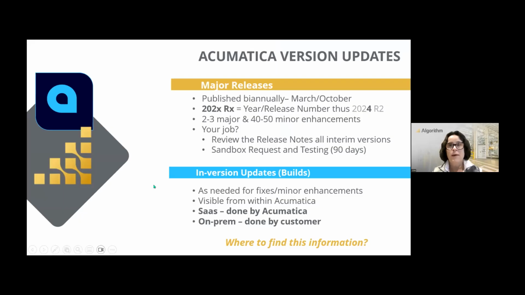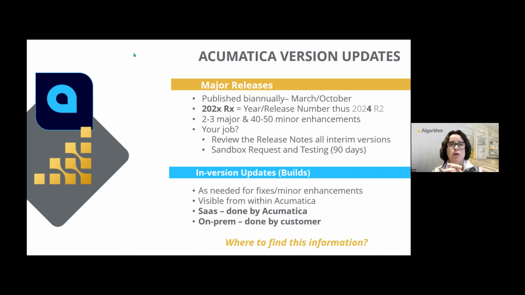All right, let's talk about the updates. And this may be repetitive for some of you who have gone through this before, but Acumatica releases 2 major versions a year. One in March, the March-April timeframe, I should say, and then the next one in October. So clearly we're talking about the one today that's October.